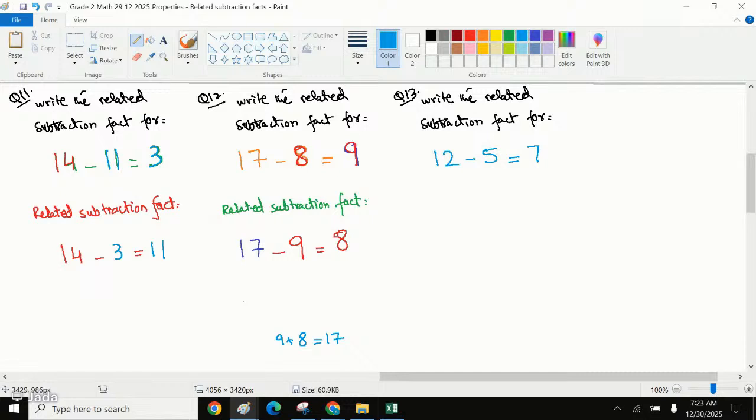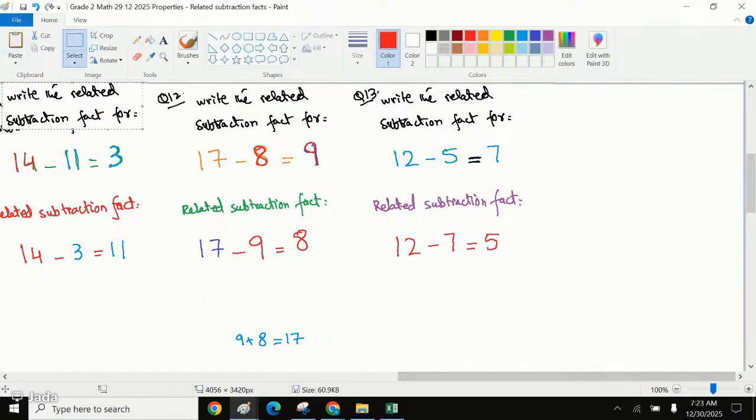Okay, so if we need to give the related subtraction fact for this equation, I'm calling this an equation because there is an equals sign in the middle. 12 minus 5 is equal to 7, right? Whenever we have an equal sign, it's called an equation. Yes. Thank you, May, for the answer. The answer that you gave was 12 minus 7 would be equal to 5, right? Thank you for the answer.